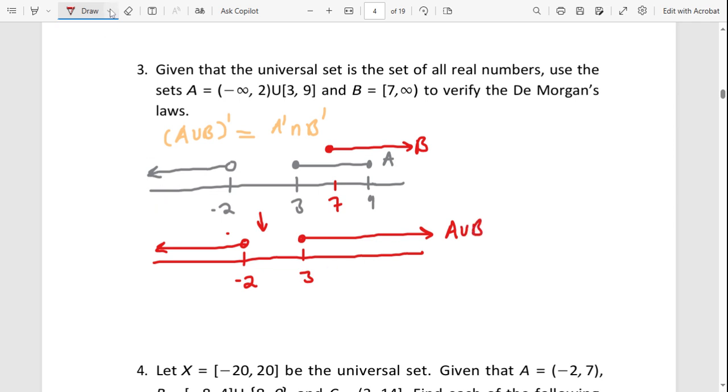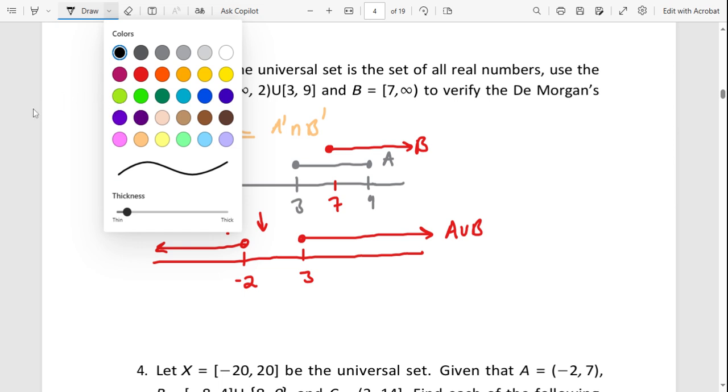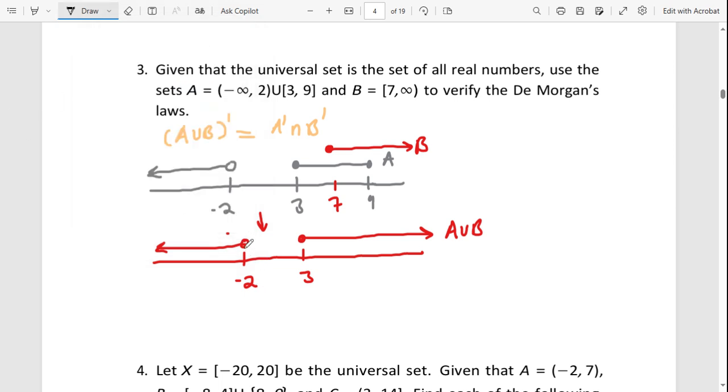So the complement of A union B, since that negative 2 I didn't shade, okay, let me just make sure that this is proper.